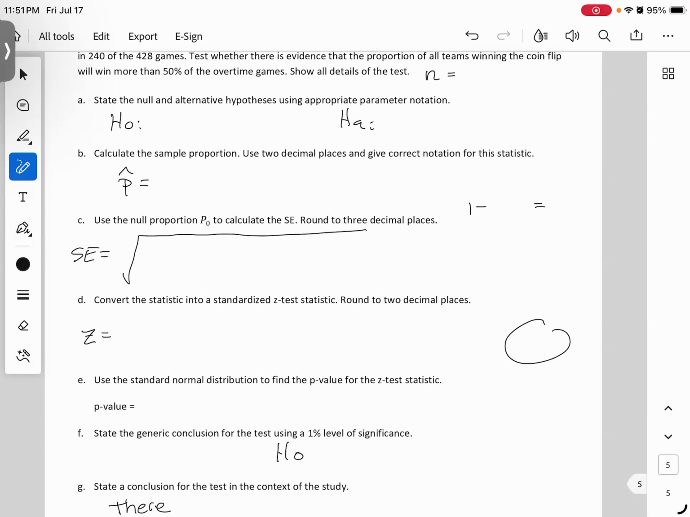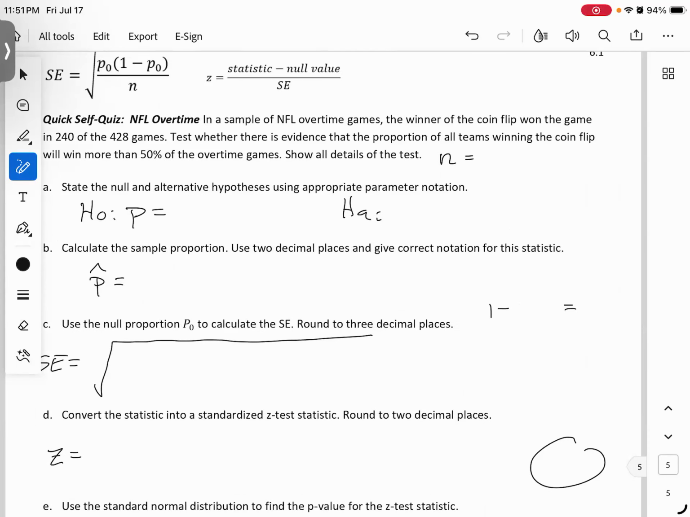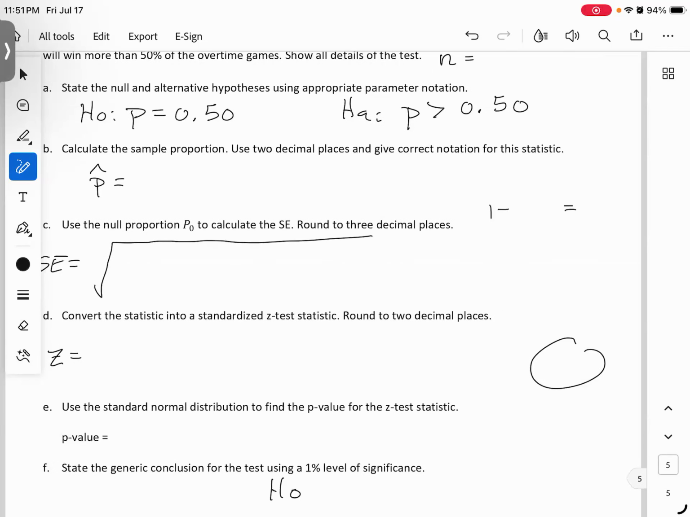All right. So hopefully you've had an opportunity to try that one on your own. They were testing whether the proportion of teams that win the coin toss would win more than 50% of the overtime games. And again, I'm going to suggest that rather than putting the percentages, and I may already have said this in another video, if not, I'll say it now and also in the future, just go and put them as decimals, because whenever you end up using this down here and then down here, it's nice to already have it in decimal form, because several of the other numbers are already going to be in decimal form.